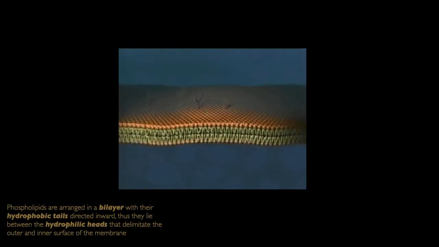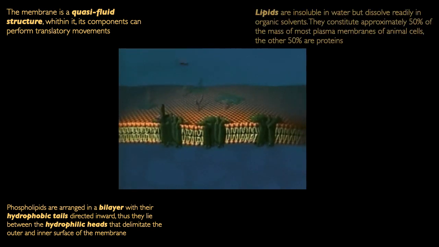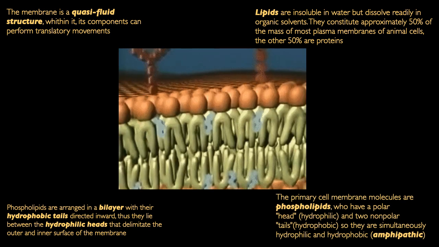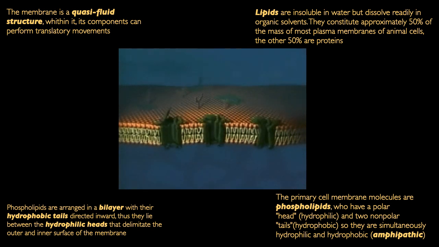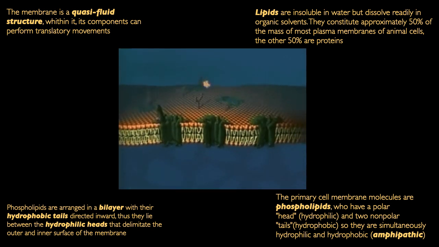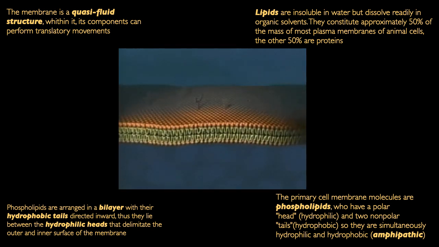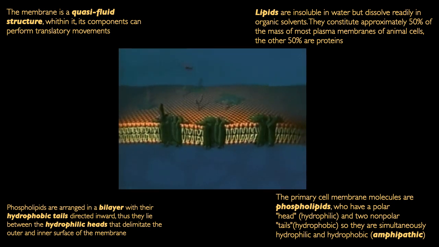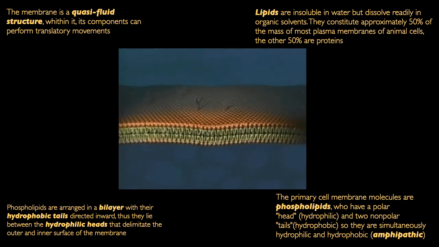As seen before, phospholipids are arranged in a bilayer where the hydrophobic tails are located in the center away from water, and the hydrophilic heads are located in contact with the inner and outer water. Given that it is a quasi-fluid structure, its components are in constant free translatory movement. In animal cells, most membranes are made of 50% lipids and 50% proteins.